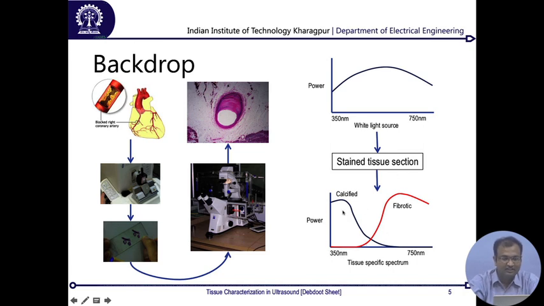Now based on the intensity, whether you are looking at blue and what is the intensity of red, you will be able to tell the relative density of these two kinds of tissues, whether it is calcified or fibrotic, and this is typically for an H&E stained tissue which we are looking at.